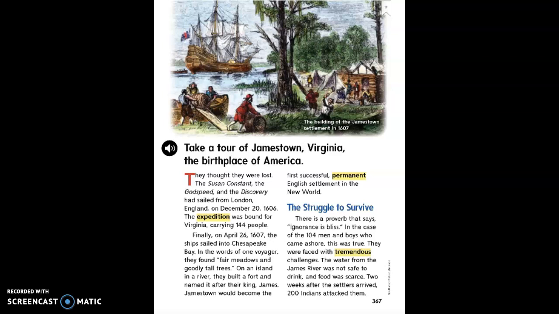The struggle to survive. There is a proverb that says, ignorance is bliss. In the case of the 104 men and boys who came ashore, this was true. They were faced with tremendous challenges. The water from the James River was not safe to drink, and food was scarce.